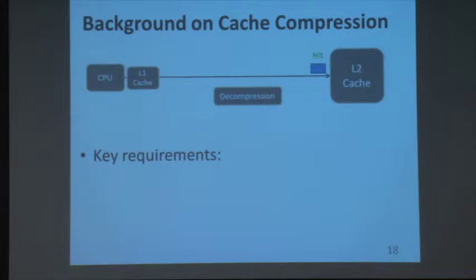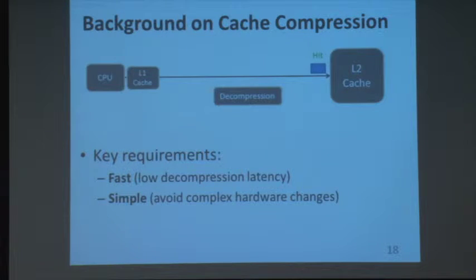That general scheme allows us to formulate key requirements for any cache compression scheme. The first requirement: it should be fast. By this I mean it should have low decompression latency, because it's on the critical path. Then it should be simple.